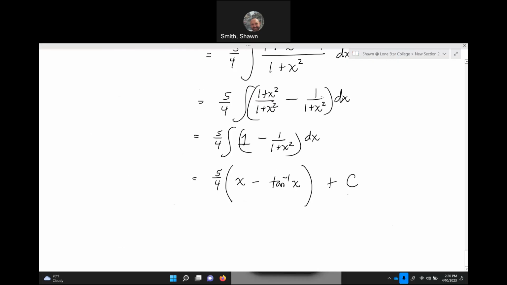So that's a really, really good introduction to where you're going in Calc 2. Using those tables to figure out which one it looked like after doing lots of manipulation. It didn't look exactly like it, but with some algebra, you can manipulate it. Okay?